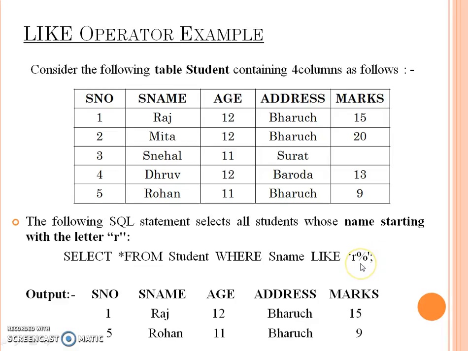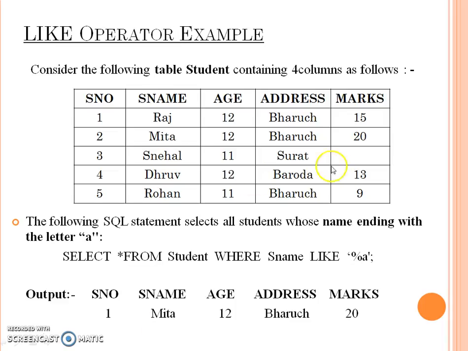Since multiple other comparisons have to be made, I am writing it as a percentage. So the output would contain the list and details of all the students whose names start with R, that is Raj and Rohan.